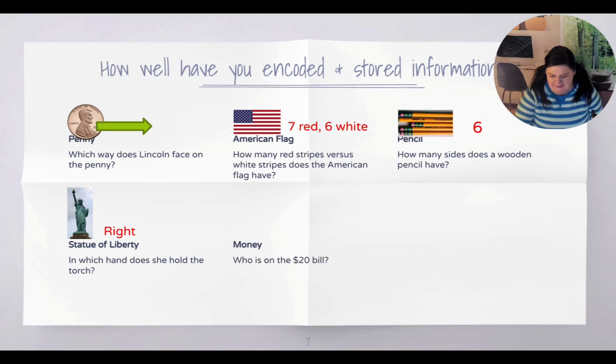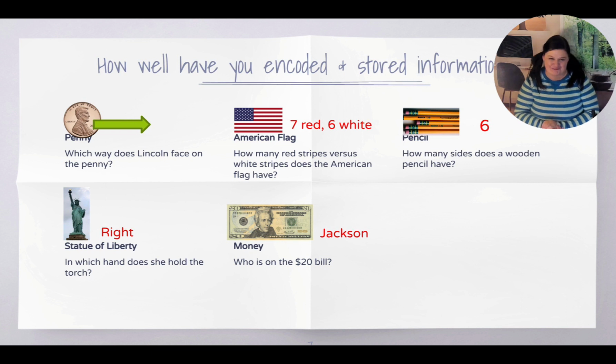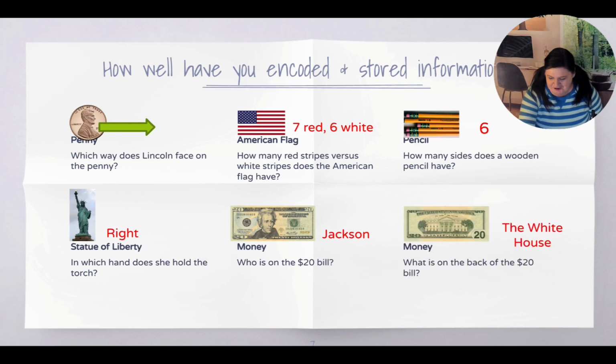Money. On the most popular denomination, the $20 bill, who is the United States president that is pictured on the $20 bill? Hopefully you said Andrew Jackson. All right, how about the back of a $20 bill? Hopefully you know that most money has a picture of the Capitol, right? The White House.